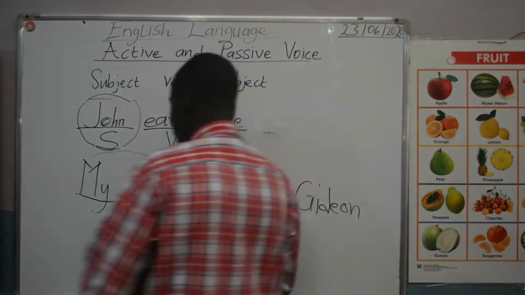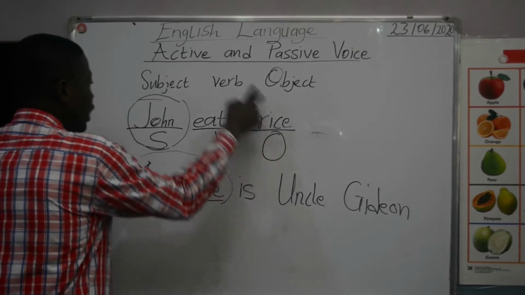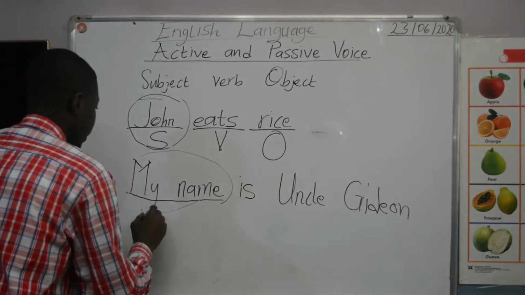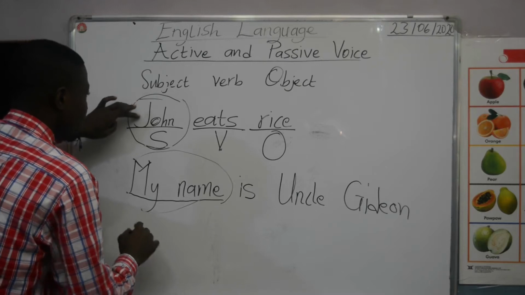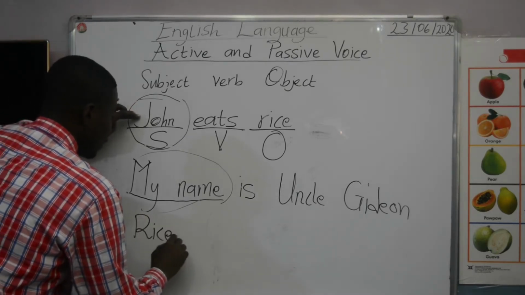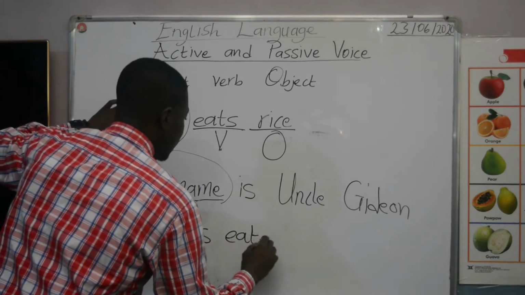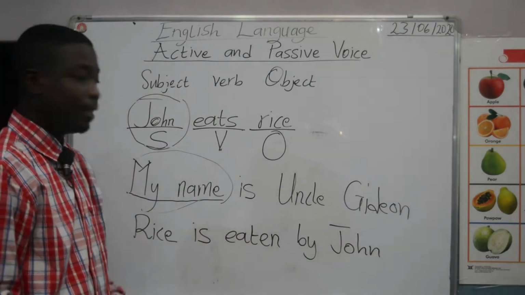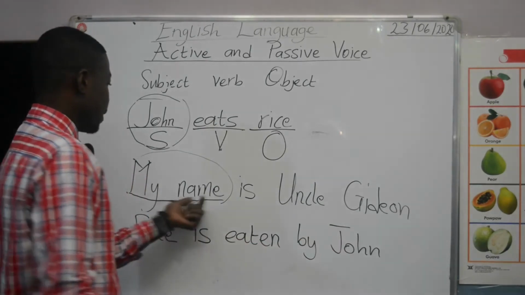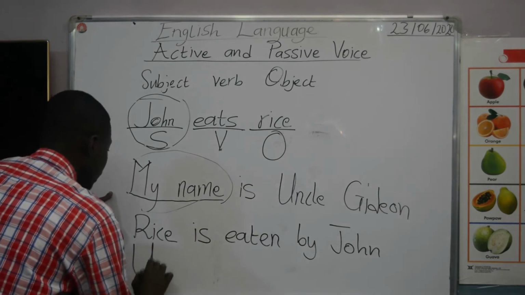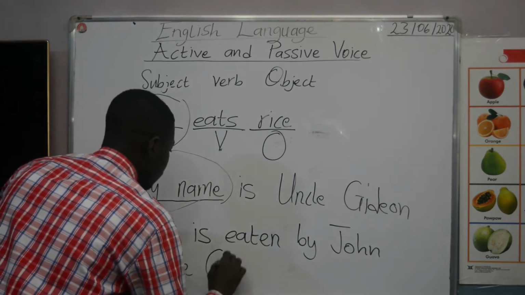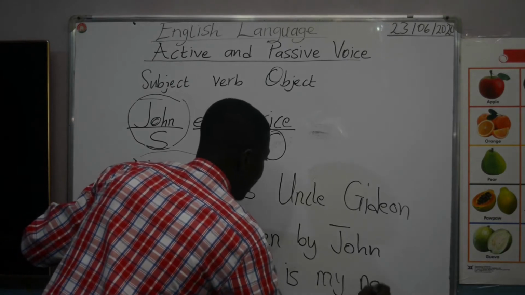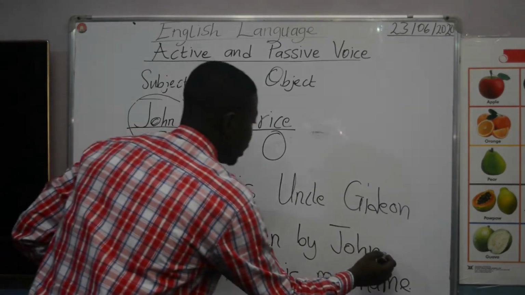All right. So, like I said, this will change place, then this one will go there, and the verb will also change. Okay. So, the passive voice for this will then be: Rice is eaten by John. Rice is eaten by John. And the second one, the passive voice will be: Uncle Gideon is my name. Uncle Gideon is my name.